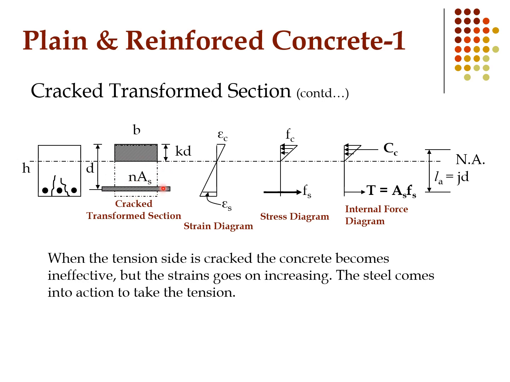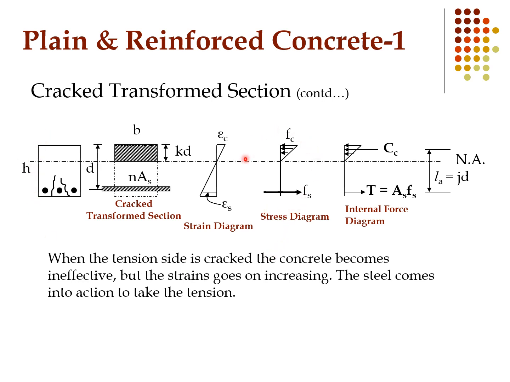This n times As is basically the reinforcement. We have the strain diagram. Epsilon C is the strain at the top surface. Epsilon S is the strain in the steel. The distance from the neutral axis to the top compression face is kd. The distance from the centroid of reinforcement to the top compression face is d, which we also call the effective depth. b is the width of the cross section and h is the height of the cross section.